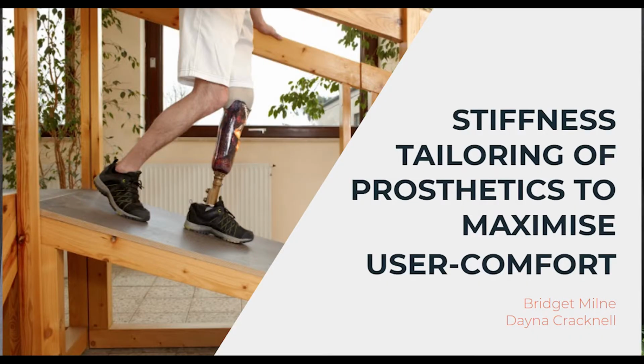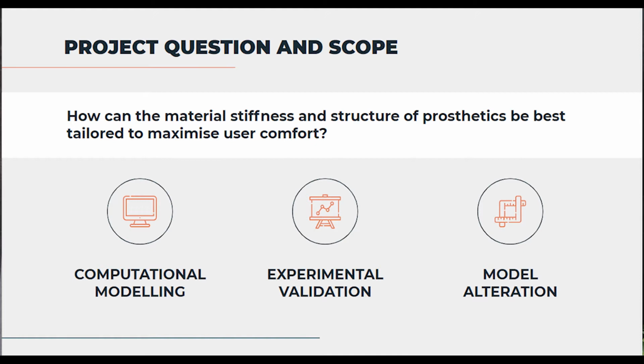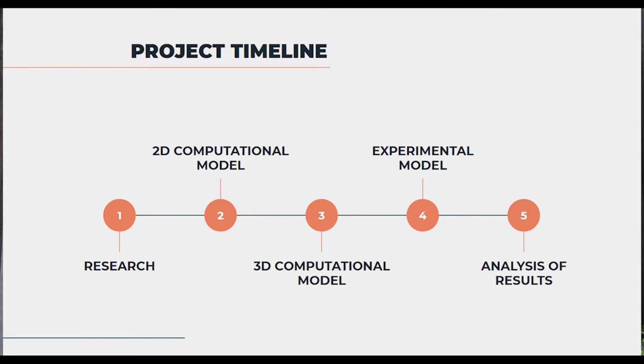Today, I'll be covering how my project partner and I approach stiffness tailoring of prosthetics to maximise user comfort. At the forefront of this project, we knew that we had to investigate exactly how the relevant pressure and stress distributions can be altered by changing the material properties and structure of the prosthetic, as these properties strongly correlate to the user comfort.